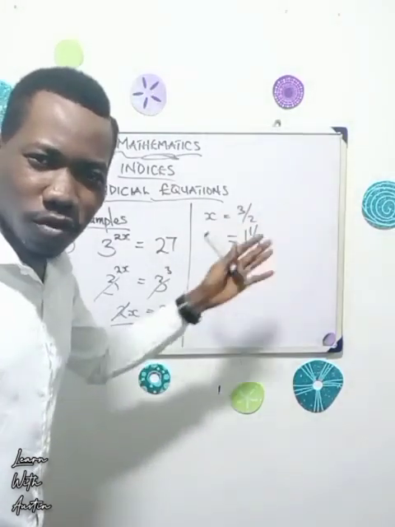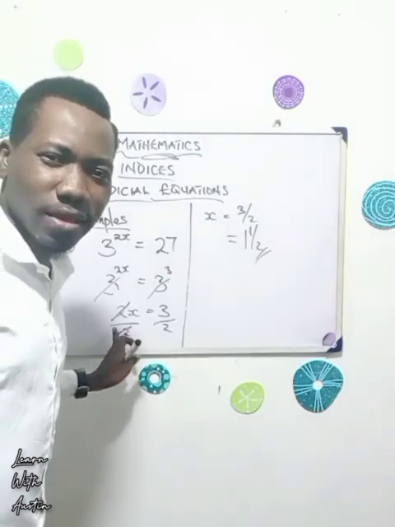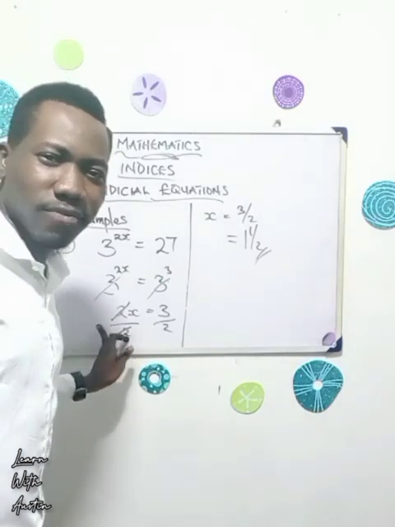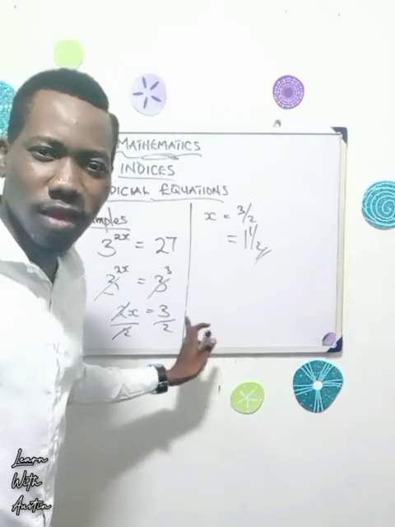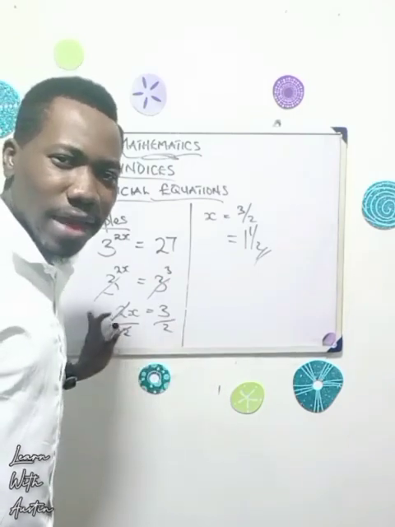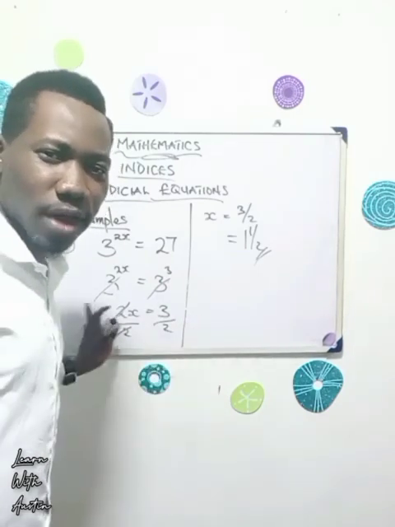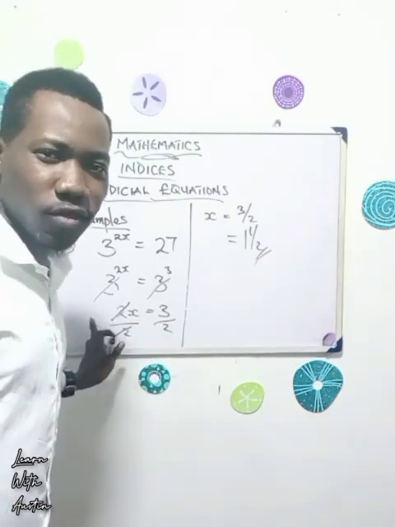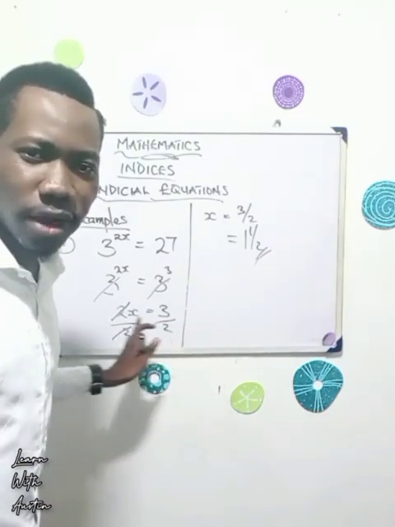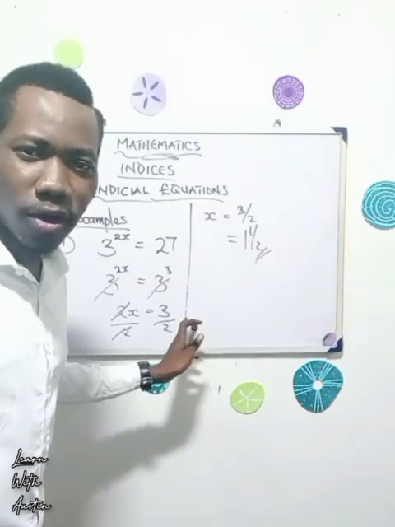And according to algebra, we said you don't do anything on one side alone. If you do anything on one side, you have to do the same on the other side. If you add anything here, you add here. If you subtract, you subtract. Both sides. If you divide here, also. If you multiply, also.